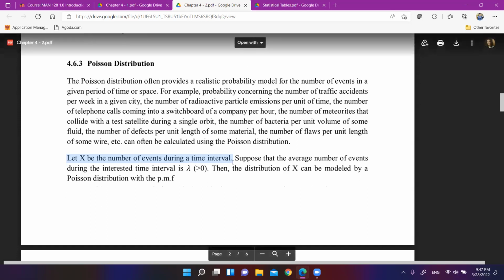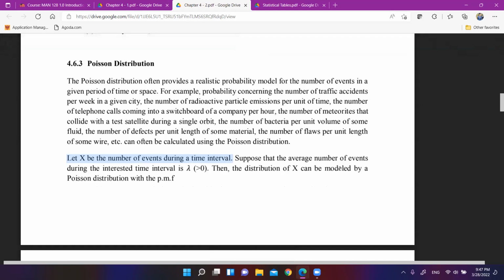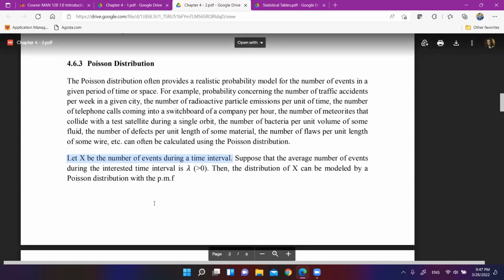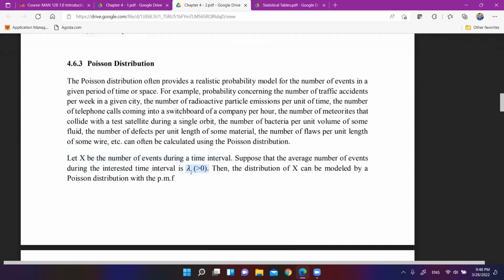It should be read this way. Suppose that the average number of events during the interested time interval is lambda. So this is again a Greek letter, right? This is a rate parameter.